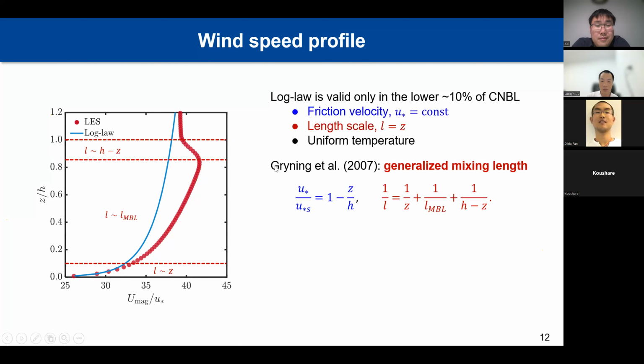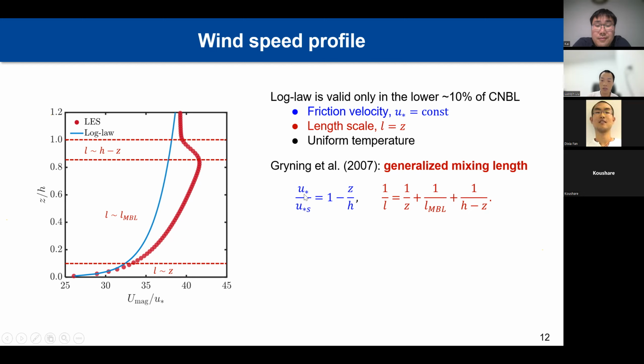The first one is by Gryning in 2007, and the authors observed that the length scale in different regions is different. For example, in the surface layer, the length scale should be the coordinate, and at the top of the boundary layer, the length scale should be h minus z, and in the middle of the boundary layer, there is a larger length scale. So they proposed, okay, then we can use a generalized mixing length like this.